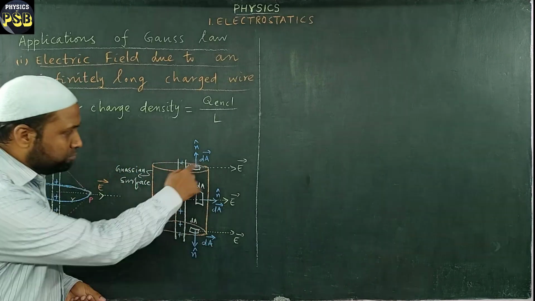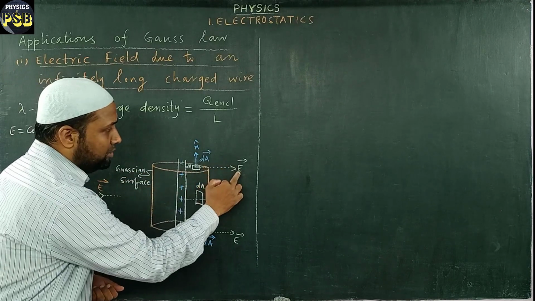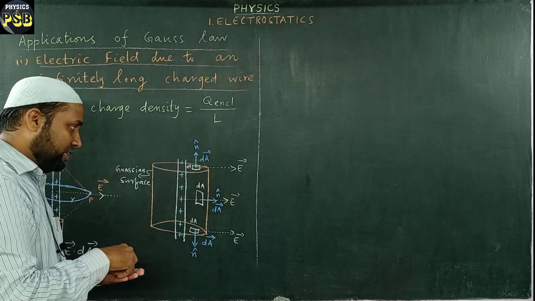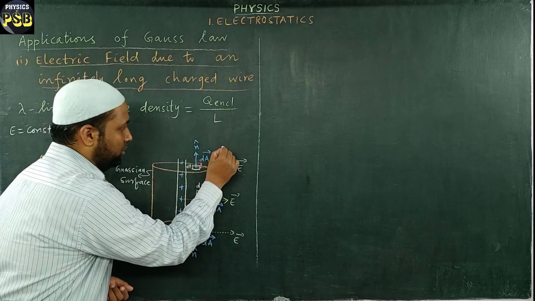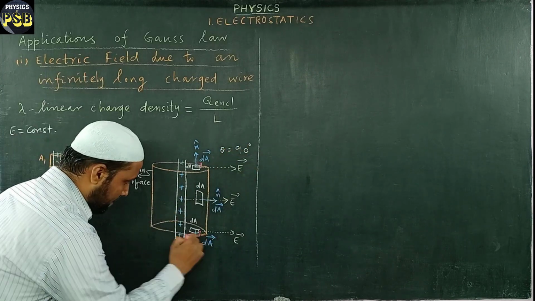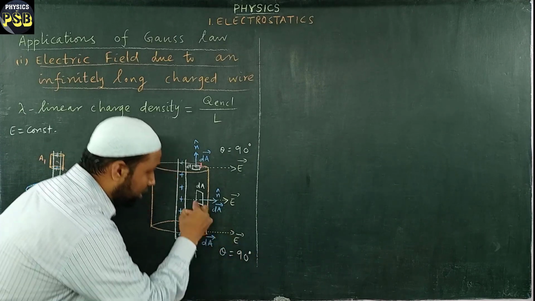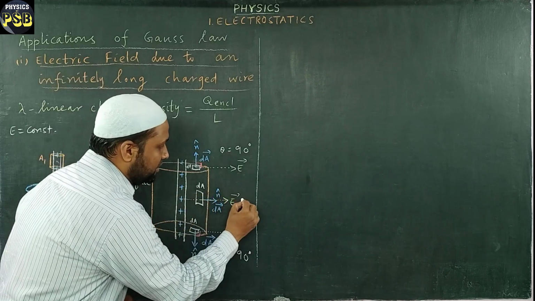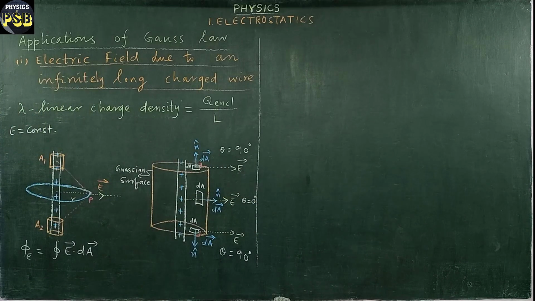And if you observe them keenly, you may find the angle between E vector and dA vector in this case is 90 degree. So theta is equal to 90 degree here, and the same thing here as well. Whereas here the angle between E vector and dA vector is 0 degree.